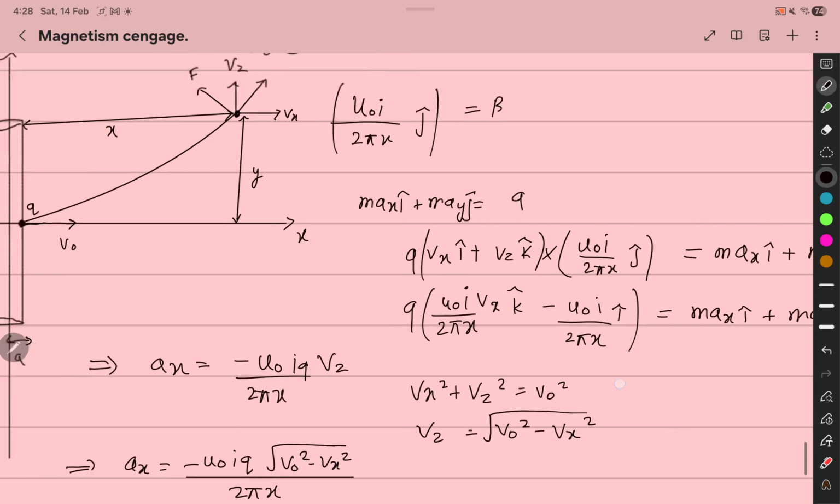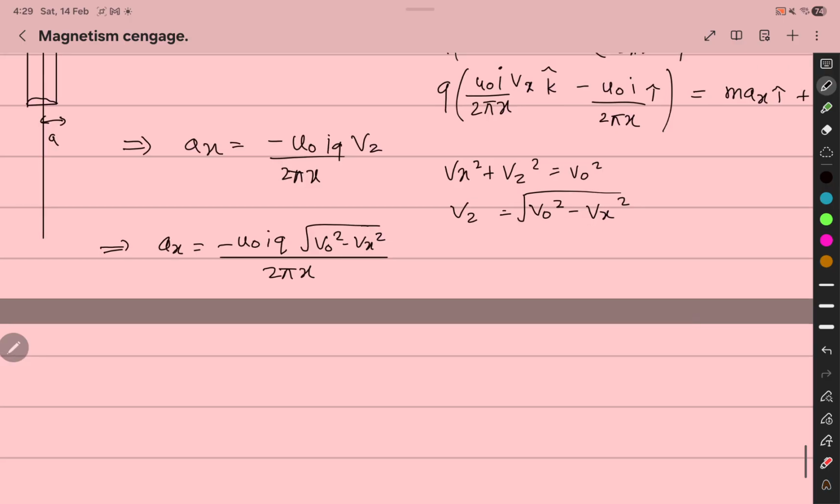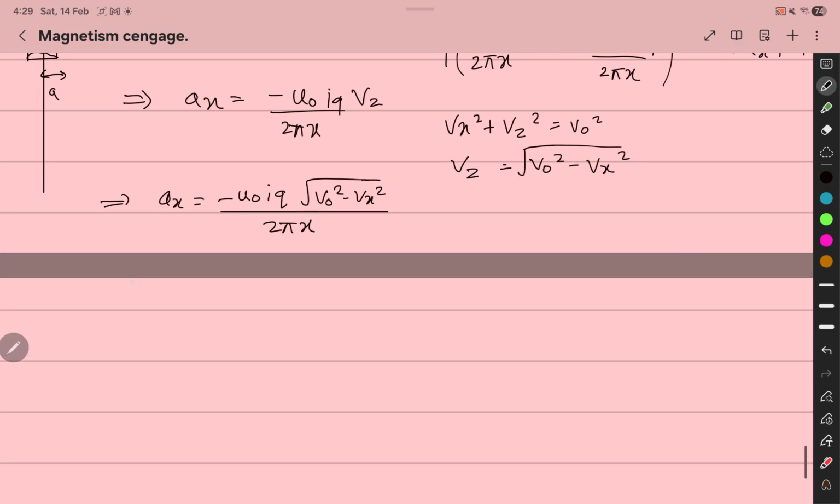Now the issue comes, but we can easily break this issue by noting that vx and vz are perpendicular, and their vector sum is equal to v naught. So you can directly write vz in terms of v naught, and then you can write ax as dvx by dt. All right, and then we can also write this as vx dvx by dx, right? So we can directly write like that.